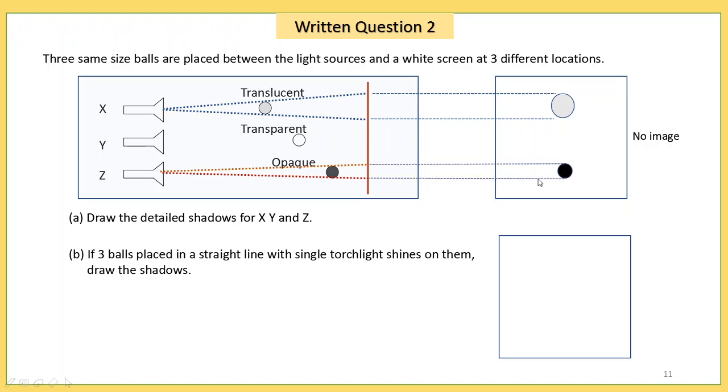Since the ball at Z is closer to the screen, its shadow will be smaller than the other shadows. Question B. If three balls are placed in a straight line with a single torchlight shining on them, draw the shadows. So the answer will be as shown.